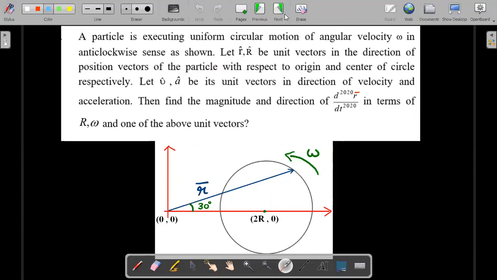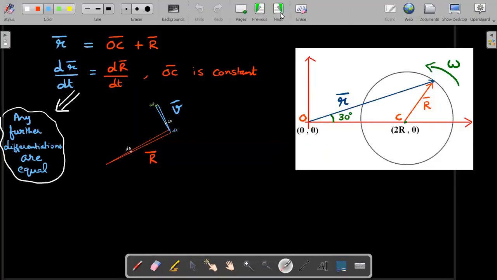So here's the solution. What I have done here is finish a triangle. You could see that this is the position vector of the particle instantaneously, where the angle was given as 30 degrees. And at this instant, the position vector with respect to the center of the circle, which I labeled as C, is capital R bar. And there is a triangle that is formed.